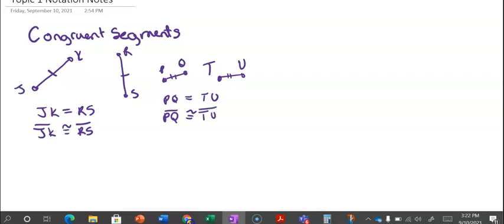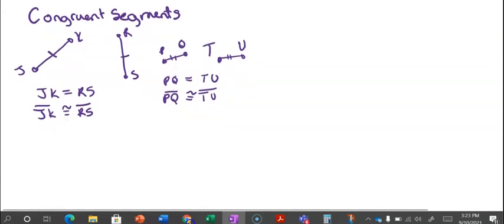So it is important to distinguish between when two segments are equal in length and when they are congruent to each other. They are going to tell us the same information, but we have to be careful how we use them. One can be used to set up an equation, the other can't.